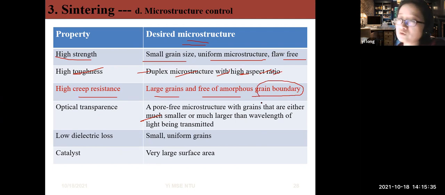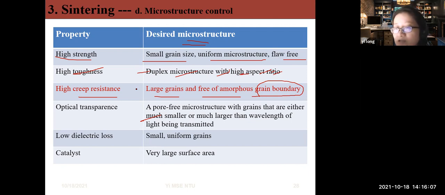Actually, almost all the grain boundaries are nearly amorphous already, right? Because this is somewhere very disordered already. But you can imagine now you add some foreigners in. So this sintering aid is a foreigner. It's going to make this grain boundary even more disordered, more to the amorphous side. So that's the problem for creep resistance. They're very, very sensitive to these grain boundary impurities, so better not use it.